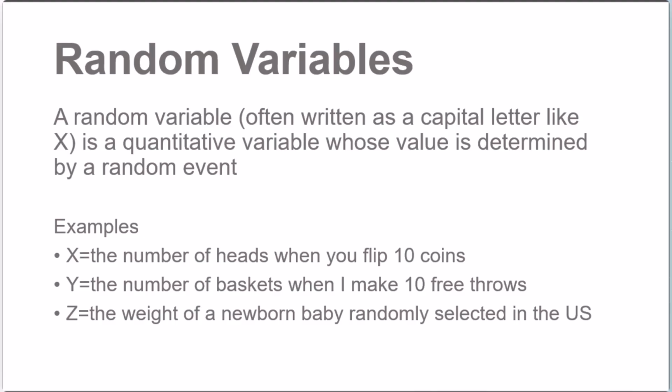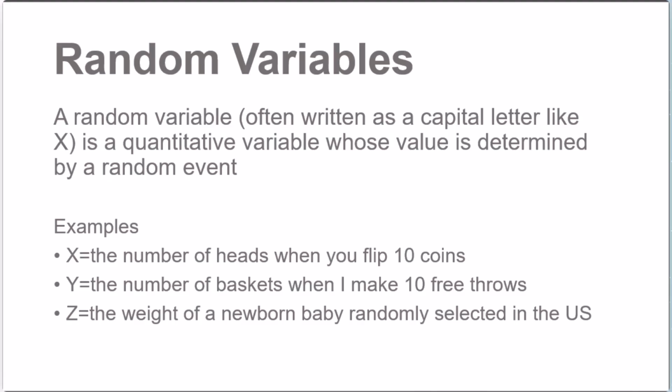Next example is the number of baskets when I make 10 free throws. So that again could be anywhere from 0 to 10, but the probability of any one of those outcomes is potentially different, and the result would be one of those 0 to 10 numbers, but we don't know what it would be at any given time.